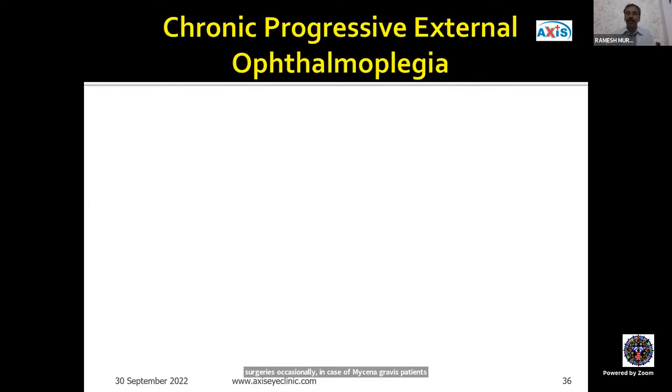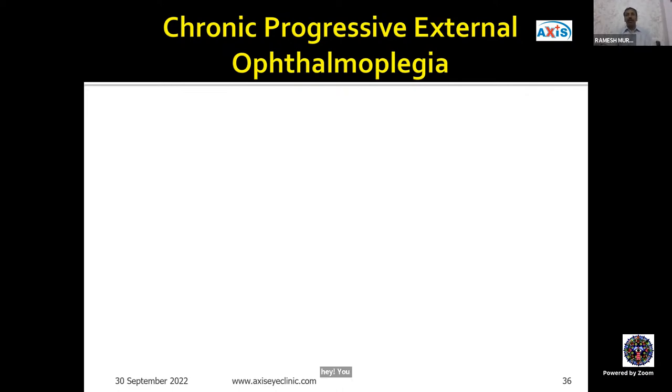So that is the first part of my lecture about myasthenia gravis. Now, Rulika, can we go on to the next part, chronic progressive external ophthalmoplegia? Yes, sir. And maybe we can have questions at the end. Yeah, questions I'll take in the end, so no problem.